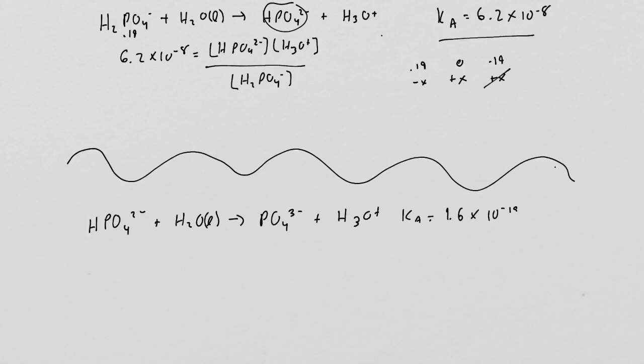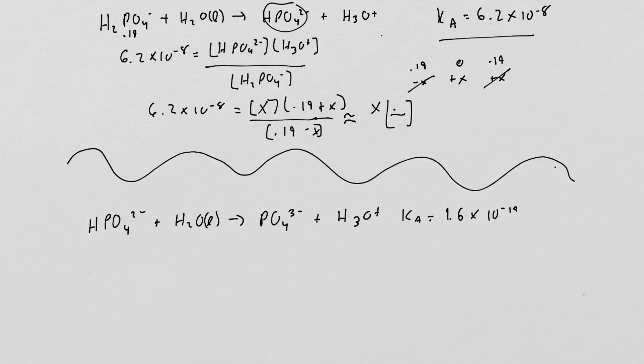However, now look how easy the math is here. Because what ends up happening is when we substitute in, we get the following. We get 6.2 times 10 to the minus 8 is equal to x times 0.19 over 0.19. Now, of course, this is supposedly plus x, and this is supposedly minus x, right? But this is approximately equal to just basically x times 0.19 over 0.19. So these guys just kind of cancel each other out.